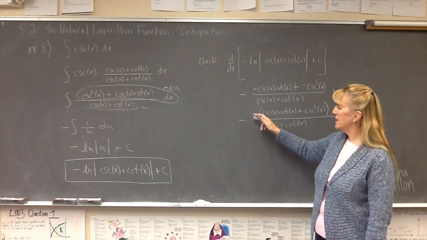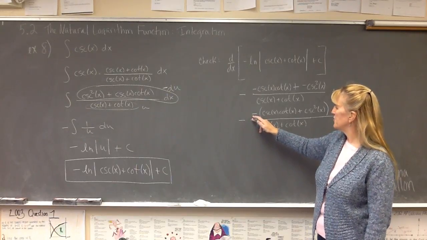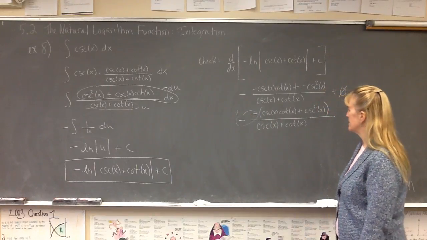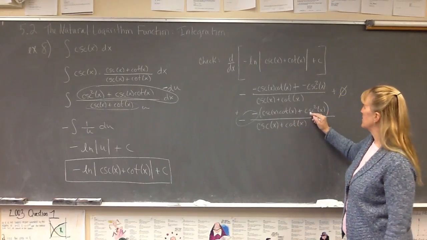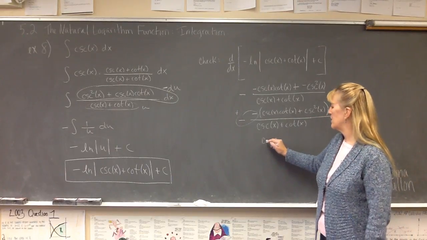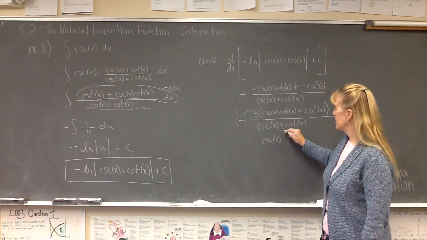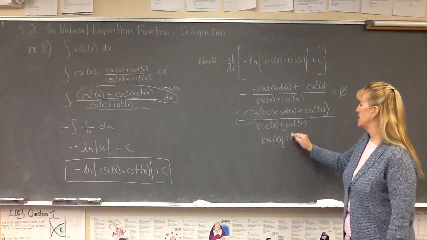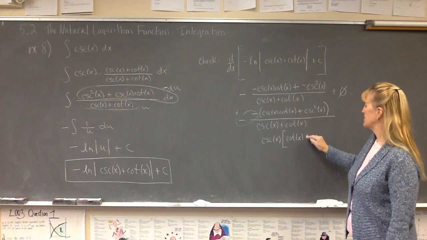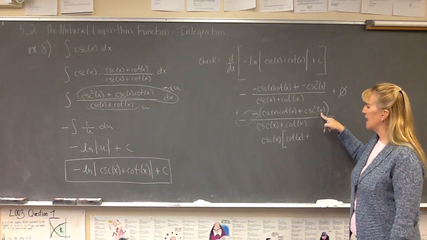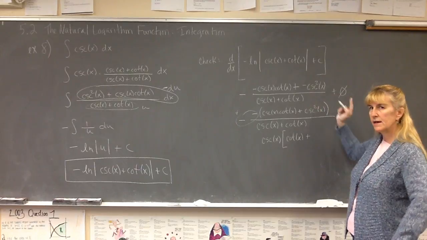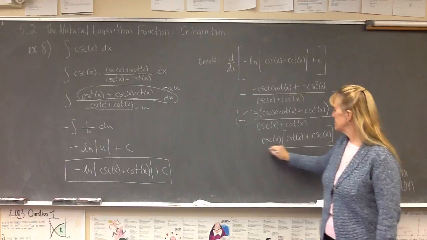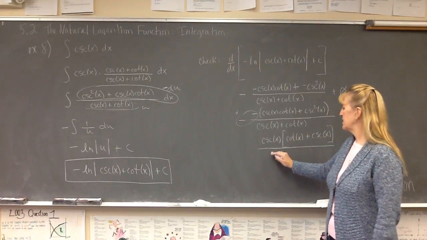So negative times a negative gives you a positive. So I'm going to circle those two and put a plus sign here. You notice that you have a cosecant x common on your numerator. We're going to factor that out, cosecant of x, from both of these terms. I'll be left with a cotangent x, copy my plus sign, and if I factor out a cosecant x from a cosecant squared x, I'm left with the other one, cosecant x, all over cosecant x plus cotangent x.